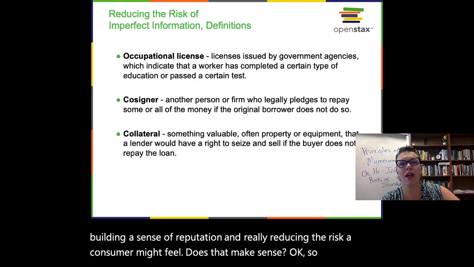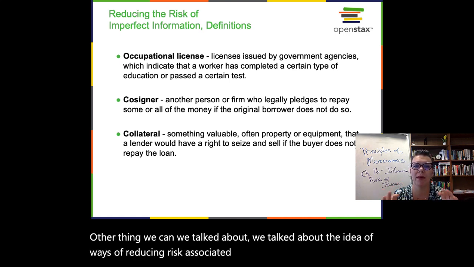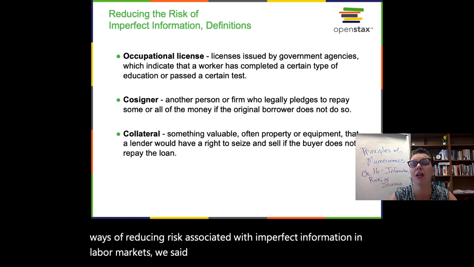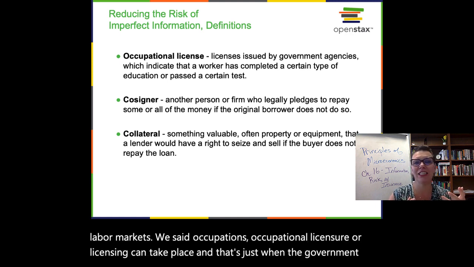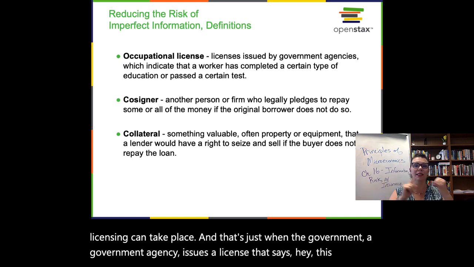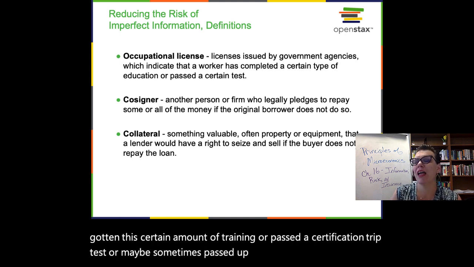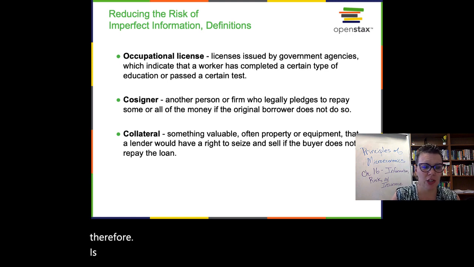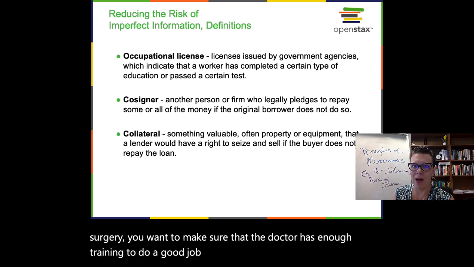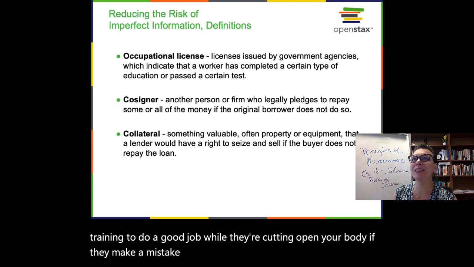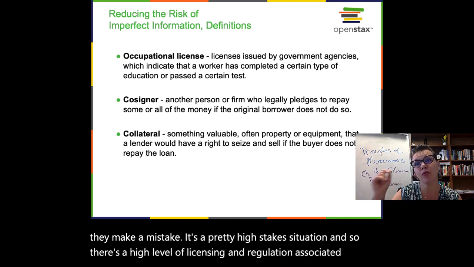So, other thing we talked about, the idea of ways of reducing risk associated with imperfect information in labor markets. We said occupational licensure or licensing can take place, and that's just when the government agency issues a license that says, hey, this worker has gotten this certain amount of training or passed a certification test, or maybe sometimes passed a background check, and therefore is able to do this job. And so if you're going in to have a surgery, you want to make sure that the doctor has enough training to do a good job while they're cutting open your body. If they make a mistake, it's a pretty high-stakes situation. And so there's a high level of licensing and regulation associated with the high level of risk at play there.